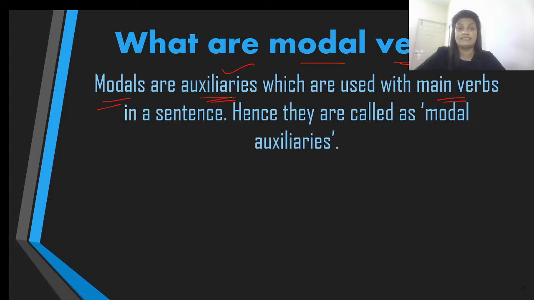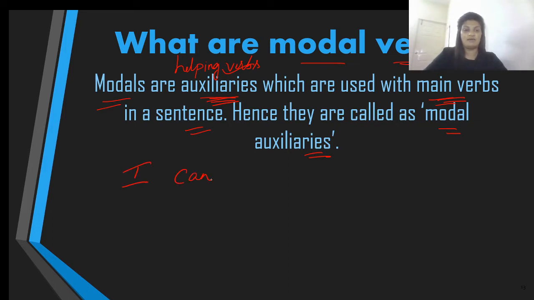Modals are auxiliaries. Auxiliaries are helping verbs. Modals are considered as auxiliaries which are used with main verbs in a sentence. Hence, they are called modal auxiliaries. Like, for example, if you say, I can swim.